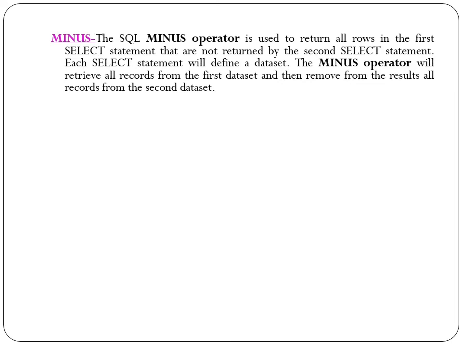Next, we will see the minus operation. The SQL minus operator is used to return all rows in the first select statement that are not returned by the second select statement. Each select statement will define a data set. The minus operator will retrieve all records from the first data set and then remove from the results all records from the second data set.